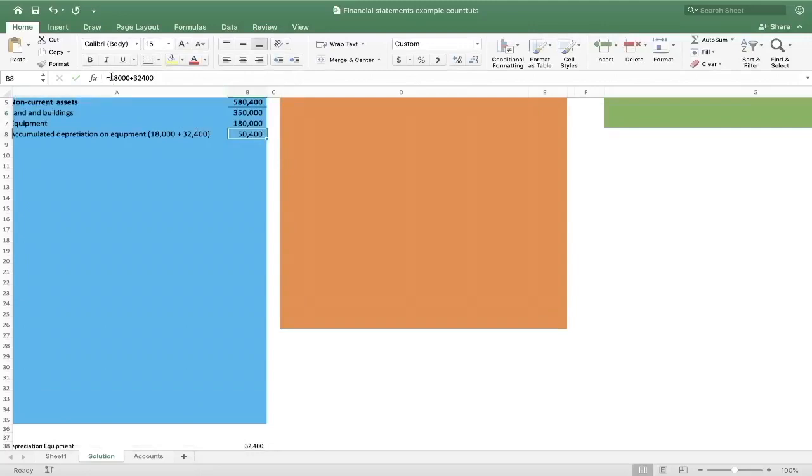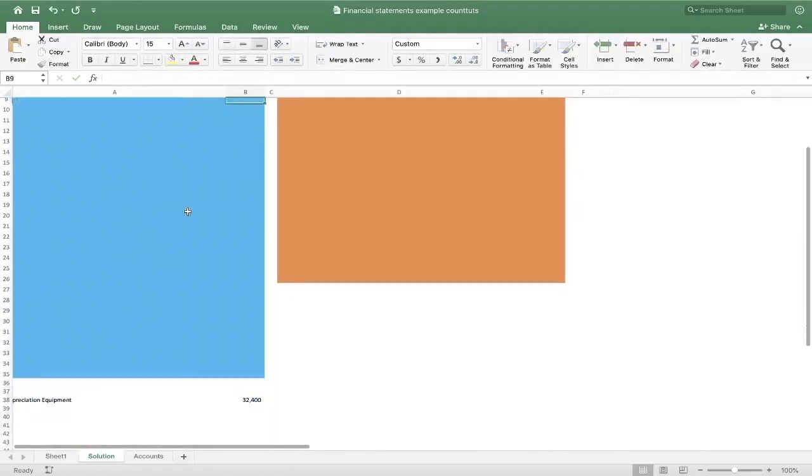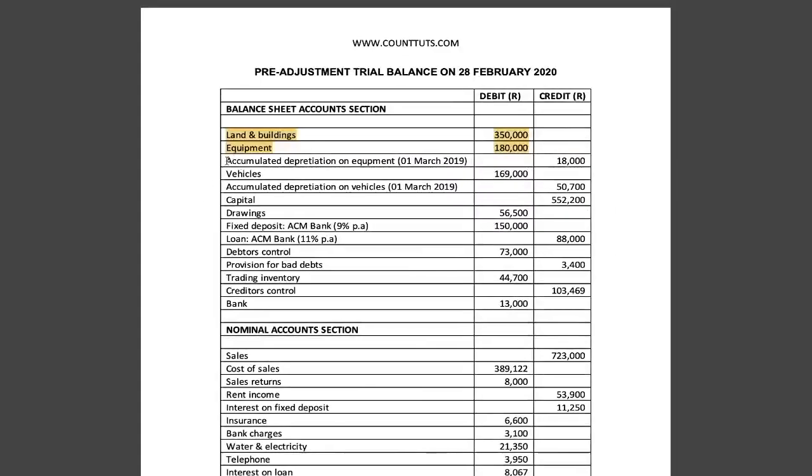Now I need to put it as a negative because accumulated depreciation is a negative asset account and it reduces your asset. Okay, so I put it as a negative. Now that I've done that, we can move along. I've just done the accumulated depreciation on equipment. Now we move on. Vehicles, it's 169,000 Rand.